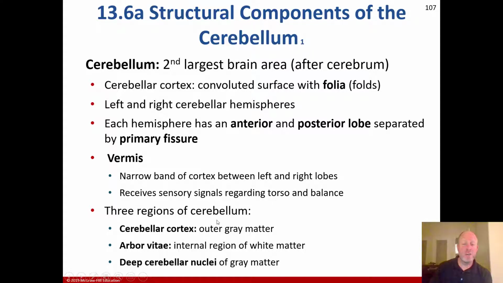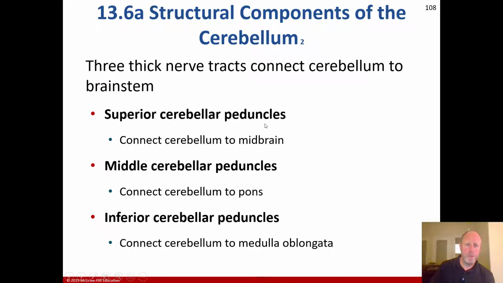The 3 regions of the cerebellum are the cerebellar cortex, the outer gray matter, the arbor vitae, which is the internal region of white matter, and the deep cerebellar nuclei of gray matter. The 3 thick nerve tracts which connect the cerebellum to the brainstem are the superior cerebellar peduncles, which connect the cerebellum to the midbrain, the middle cerebellar peduncles, which connect the cerebellum to the pons, and the inferior cerebellar peduncles, which connect the cerebellum to the medulla oblongata.